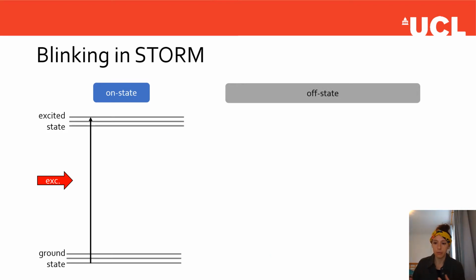STORM is slightly different. This is using small organic fluorophores instead of fluorescent proteins. The on state in STORM is basically the same state that we use in all conventional fluorescence microscopy, where we have our excitation and our emission. And we're just aiming to go around this cycle lots of times, generate quite a lot of emission, and image our structure. Now, these aren't the only states that a fluorescent molecule has.